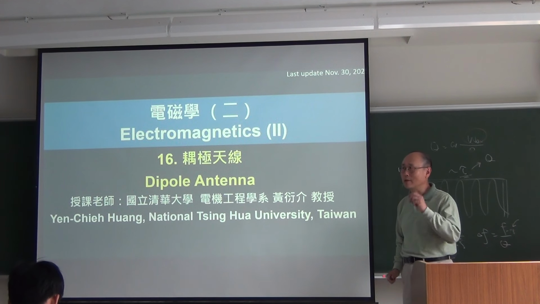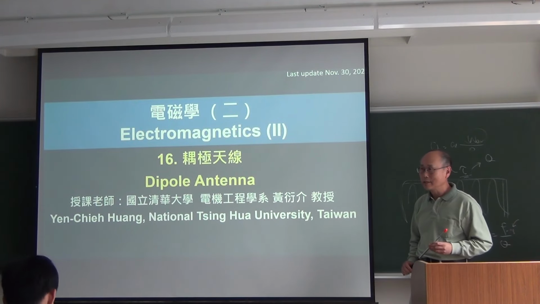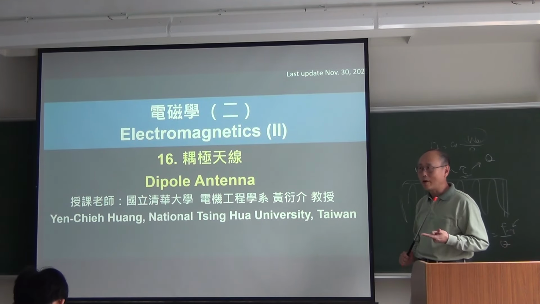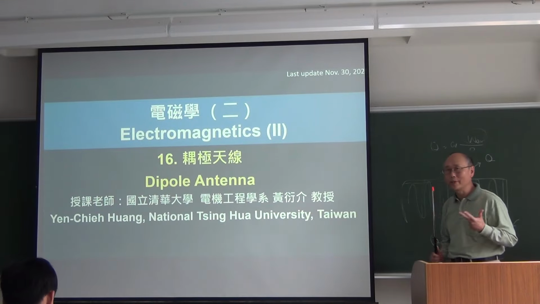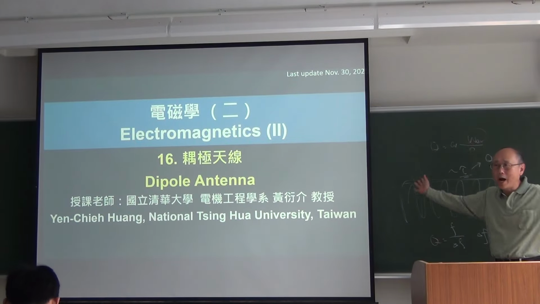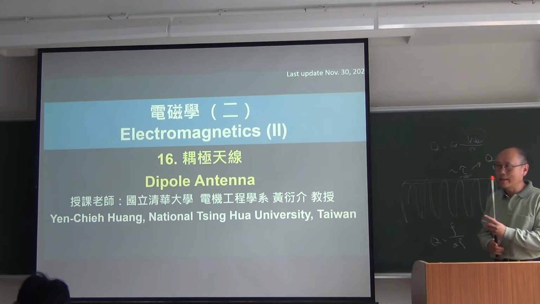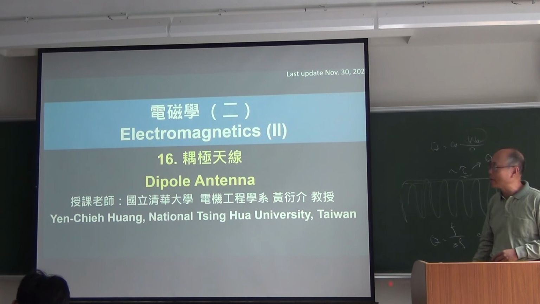Previously, we always talked about the confinement of electromagnetic energy. So we have transmission line, we have waveguide, and then we have resonator, right? So that is confinement of electromagnetic energy. What if I want to spread out the energy? Then I need to rely on an antenna, and then spread out the electric field and magnetic field.